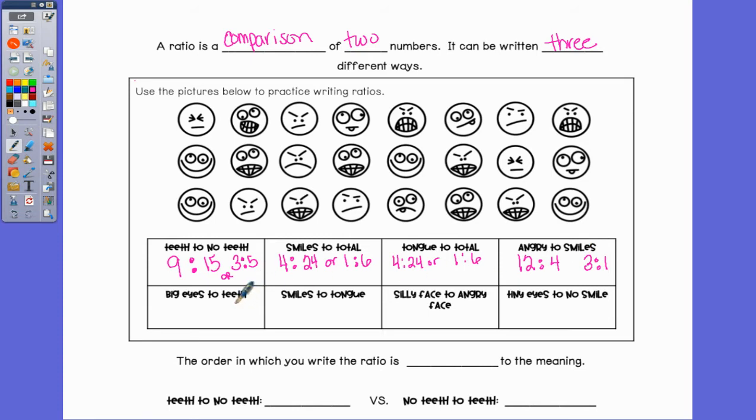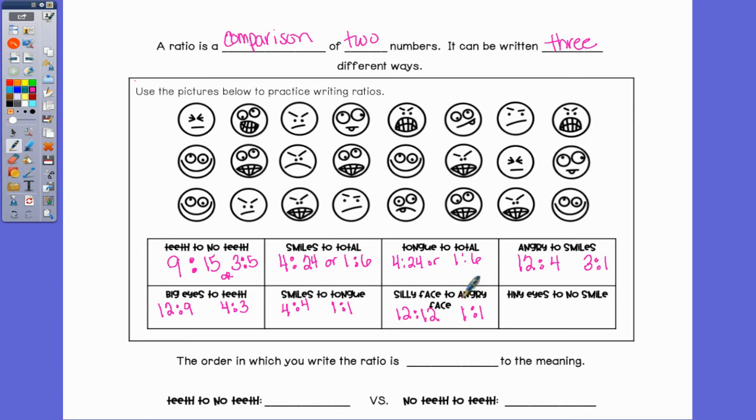Okay, how about big eyes to teeth? Count them up. You should get 12 big eyes to 9 teeth. I can simplify by dividing by 3, so I get 4 to 3. This means for every 4 big eyes, there are 3 teeth pictures. Smiles to tongue. Well, I have 4 smiles to 4 tongue, or 1 to 1. I have 1 smile to every tongue sticking out. Silly face to angry face. There are 12 silly faces and 12 angry faces. This is also 1 to 1.